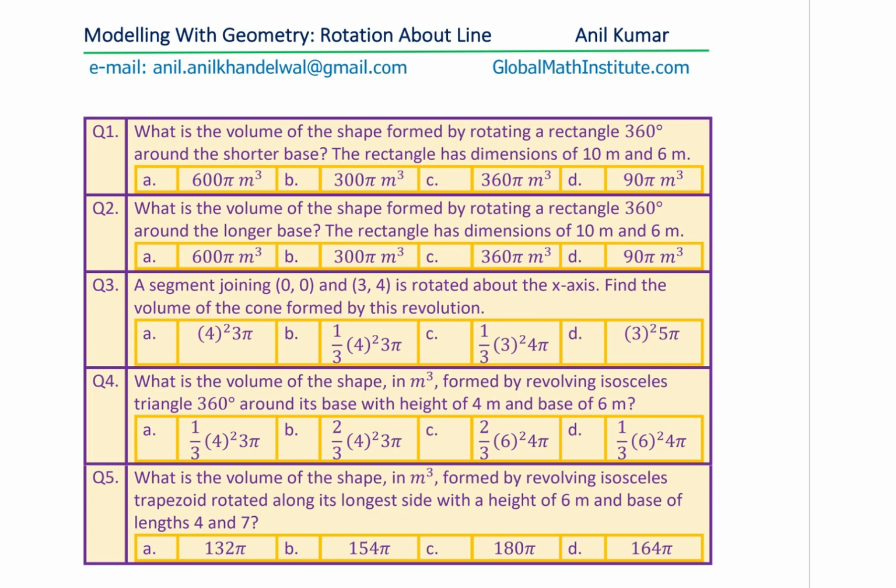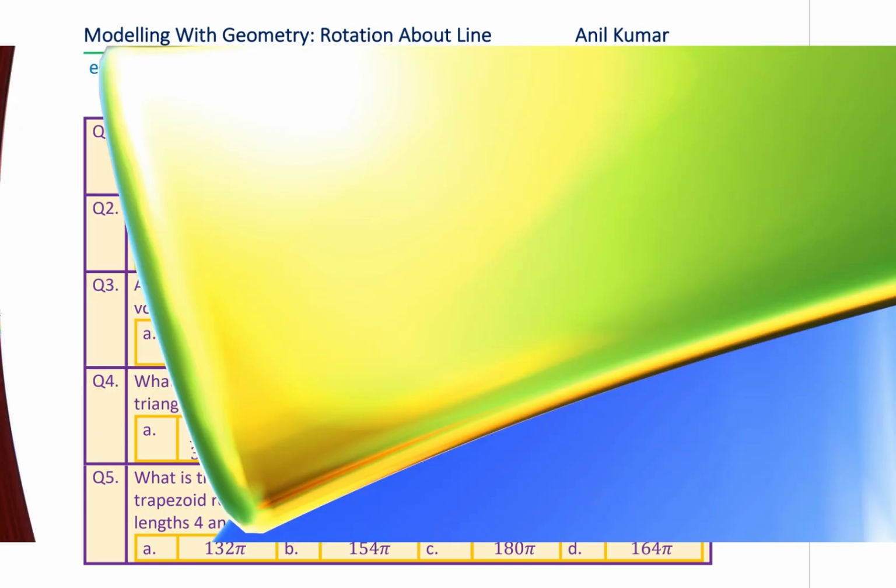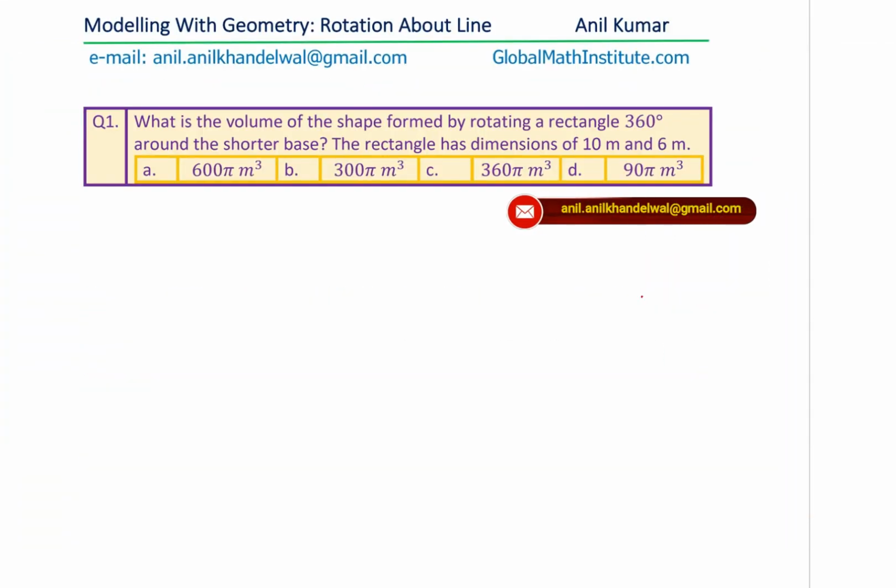Now let's look into the first question. Let us see how we solve these questions one by one. Here is question number 1. What is the volume of the shape formed by rotating a rectangle 360 degrees around the shorter base? The rectangle has dimensions of 10 meters and 6 meters. 4 choices are given to you.